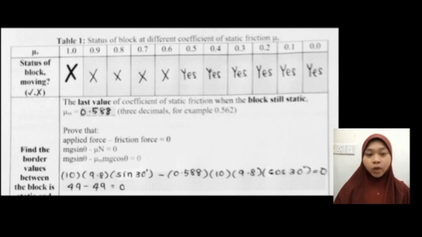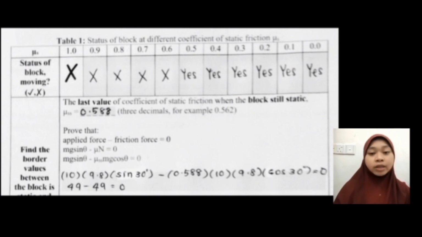We try one by one from 1.0 until 0.0 and then click start. When we see the block is unmoved, we put X. But if it's moved, we put yes. After we change to a different coefficient of static friction, we want to find the number where the object is going to be unmoved.